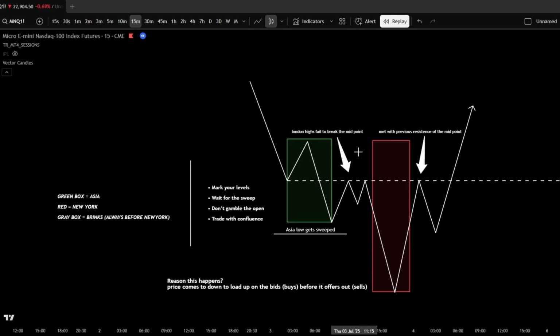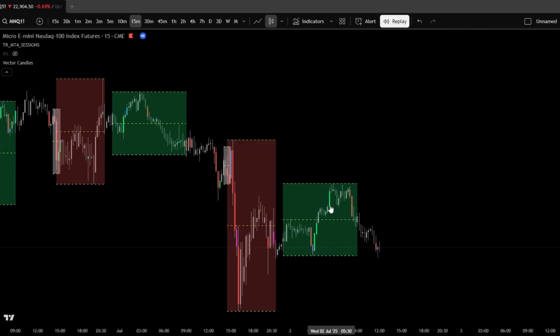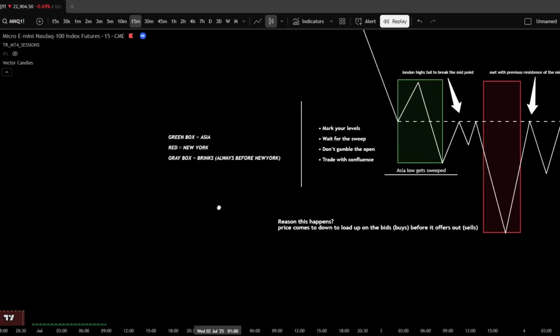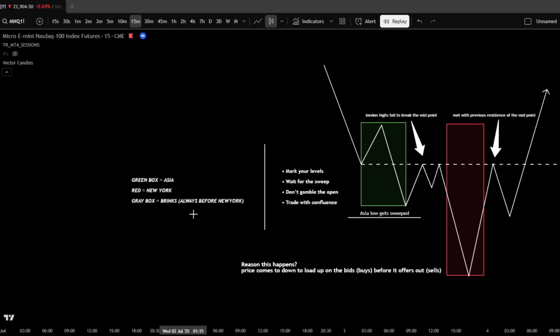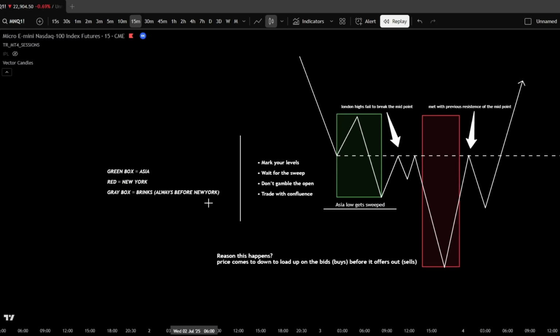Okay, so here you can see in front of you, I've drawn up this visual representation. We're going to go over it in a second, but first I want to read this over here to the left. So the green box equals Asia, and the red is New York. I'll just show you when I move down over here, you can see that the green box is Asia and this is New York. One last box we need to pay attention to is the Brinks, and it's always before New York open. There is a UK Brinks, but we won't get into that now. We focus on the New York Brinks.